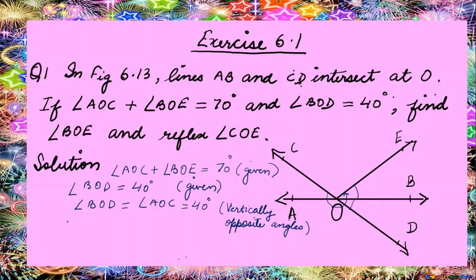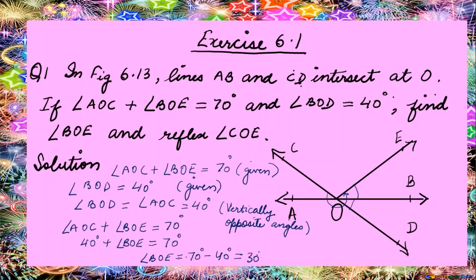Now you can say from here, angle AOC plus angle BOE is 70 degrees. Put the value of angle AOC. So it will be 40 degrees plus angle BOE equals 70 degrees, or you can say angle BOE is 70 degrees minus 40 degrees. So it is 30 degrees. Yes, so angle BOE is 30 degrees.